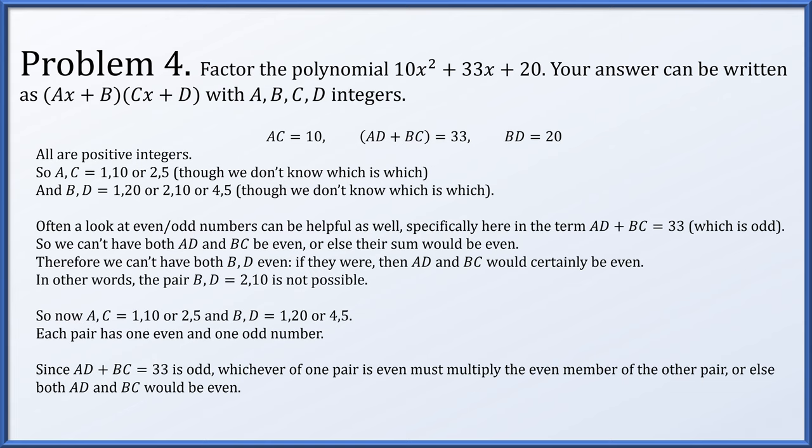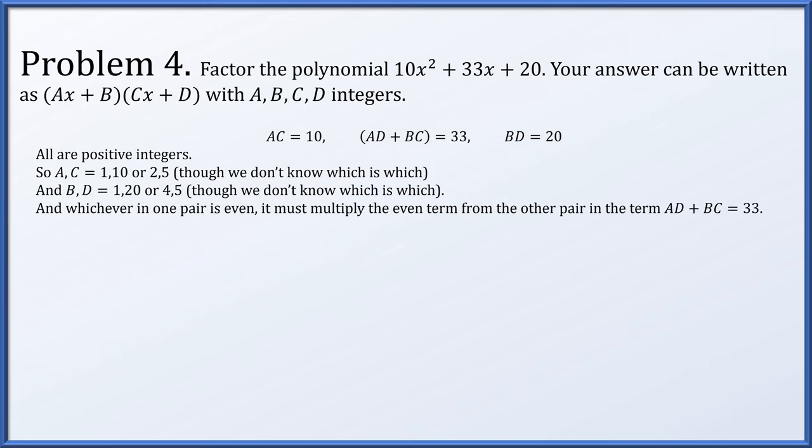What that tells us is in one pair of AC or BD, I know there's an odd and I know there's an even. The odd has to multiply against the other odd, and the even has to multiply against the other even. If they were cross-matched and you had odds multiplying evens, an odd times an even is even, and then both AD and BC would be even, and they can't both be. So if I pick a pair, 1, 10, or 2, 5, and if I pick a pair, 1, 20, or 4, 5, in the expression AD plus BC, I have to have the odds multiplying each other and the evens multiplying each other. That way I'll get an odd and an even, and their sum could possibly be 33.